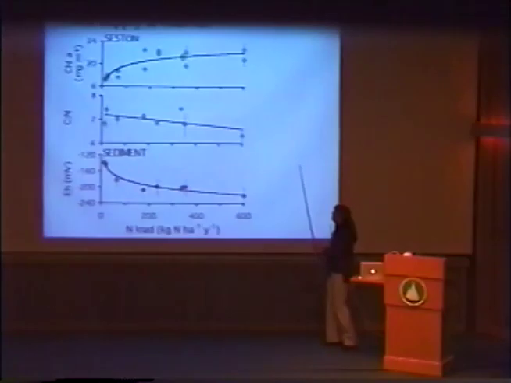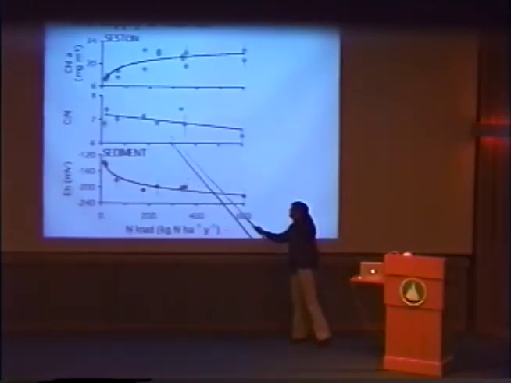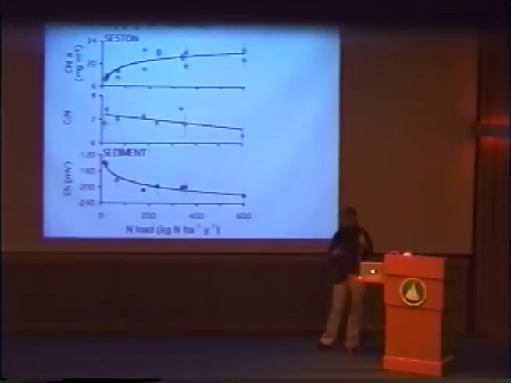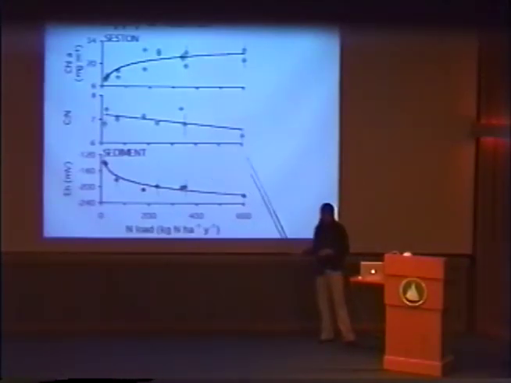Now we also found that there was a significant decrease in the carbon to nitrogen ratios. And if you'll remember, the idea being that the more nitrogen you have, the more building blocks you have to make protein. So this suggests you have a higher quality food source at higher nitrogen loads, because you have relatively more nitrogen compared to carbon.